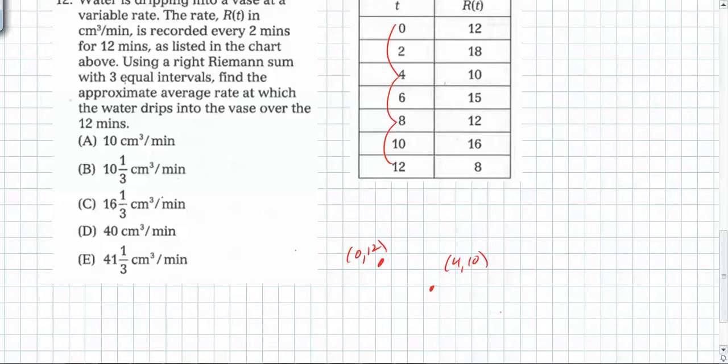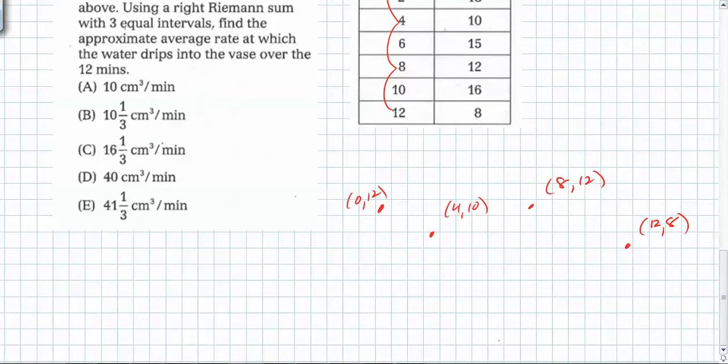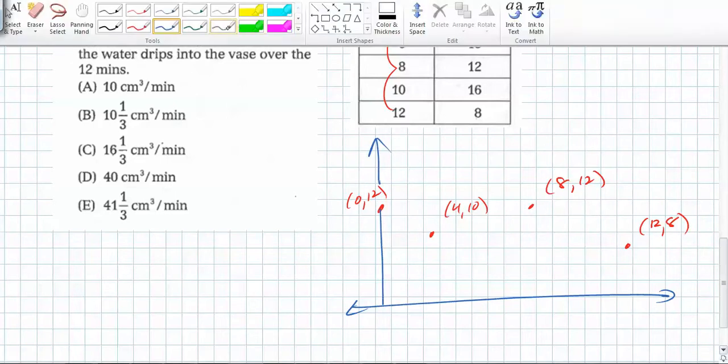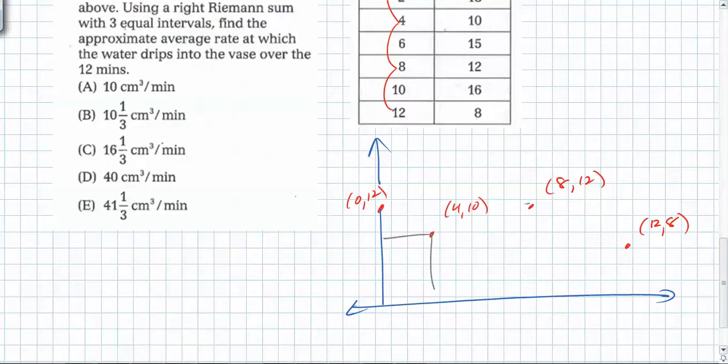So then at 8, what is it? 12. And at 12, what is it? That's why I was confused. Okay, so you're doing 3 subintervals and you're doing right endpoints, right? So look, what it's saying is this is the starting value. There's your x-axis, and there's your y-axis. So if you're going to draw the right intervals, what are they going to look like? Like this. Are we good so far?